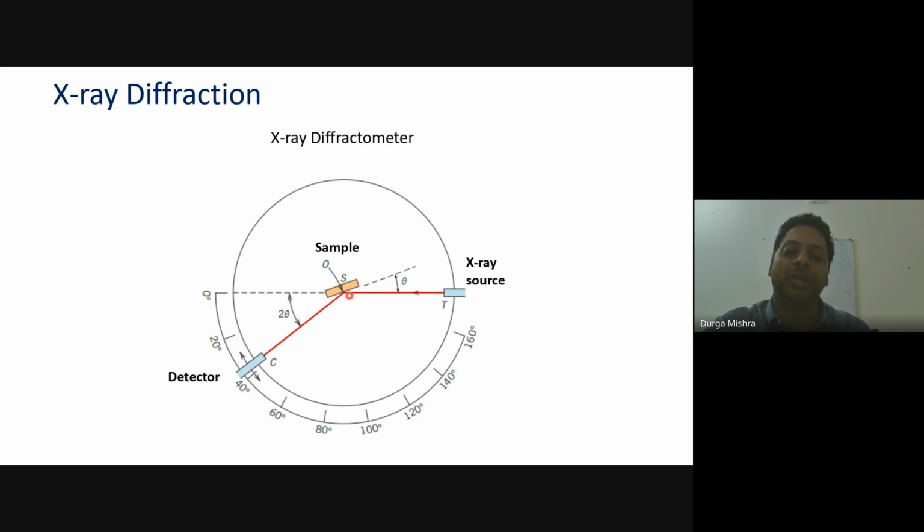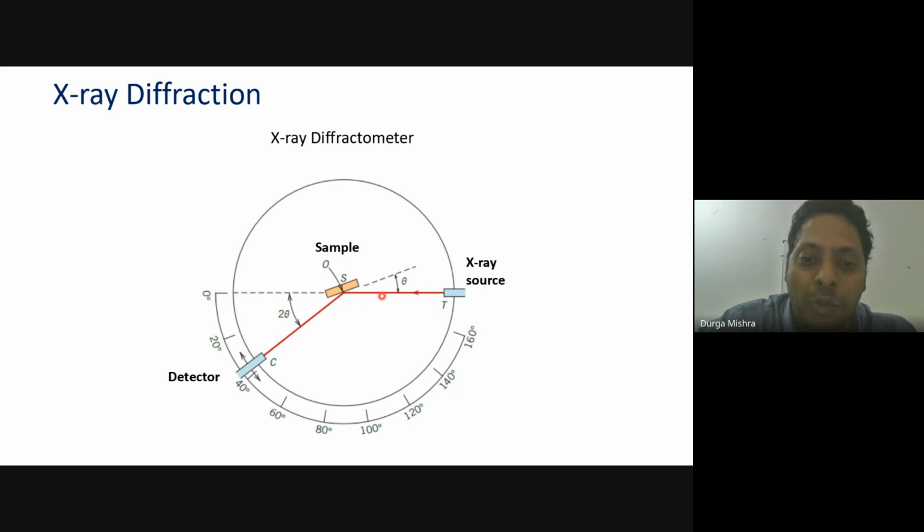So you will not observe, if it satisfies the Bragg's condition, you will not be able to observe that. So you have to maintain this relation between theta and 2 theta. If I draw, for example, the dash line here and extend it in this direction, this angle is theta and this angle will be theta.